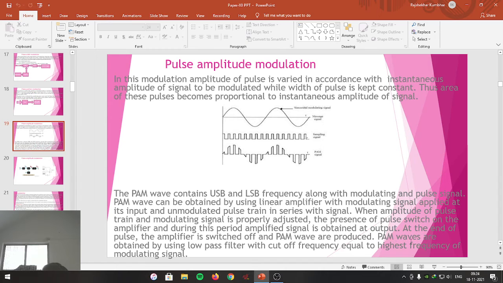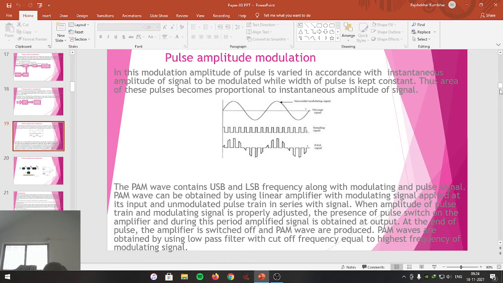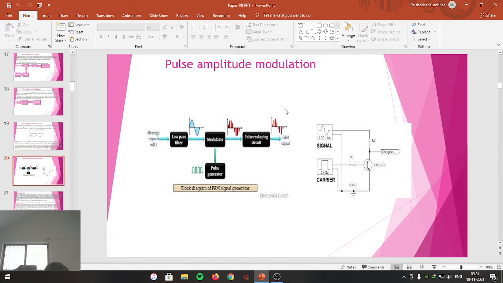The pulse amplitude modulated waves are obtained by using a low pass filter with cutoff frequency equal to the highest frequency of the modulating signal. This is represented in the diagram below. Look here, this is the diagram actually. So this is a low pass filter. This is the information to be communicated, in sinusoidal form. It is filtered: high frequencies are attenuated, whereas lower frequencies are passed.